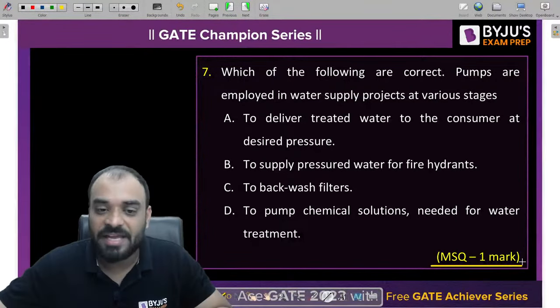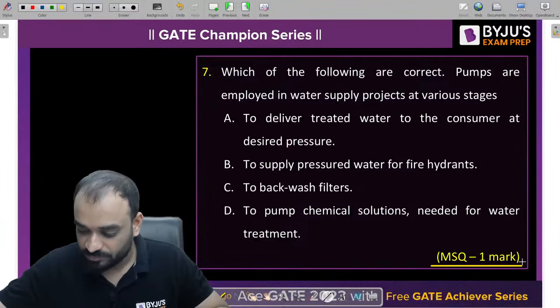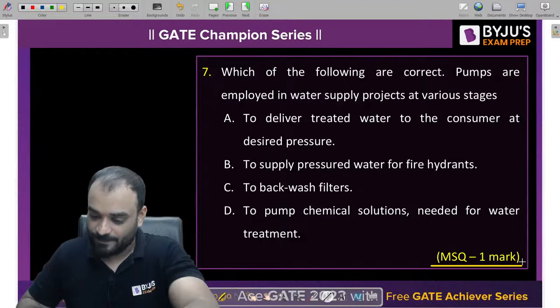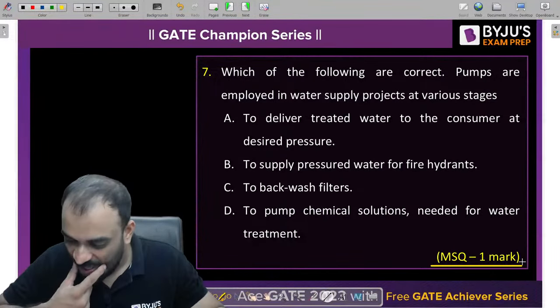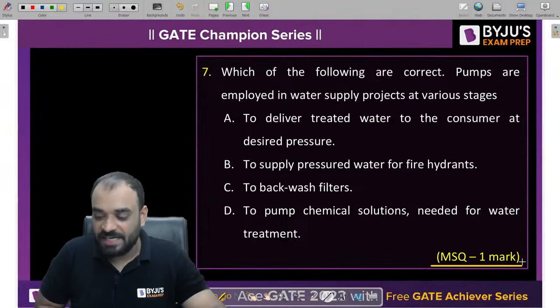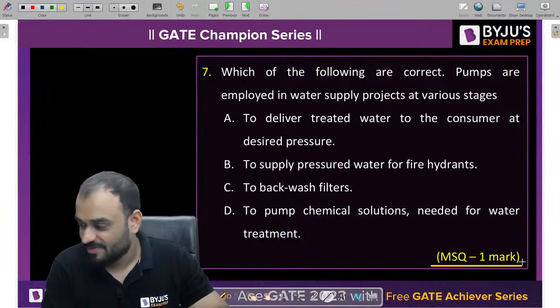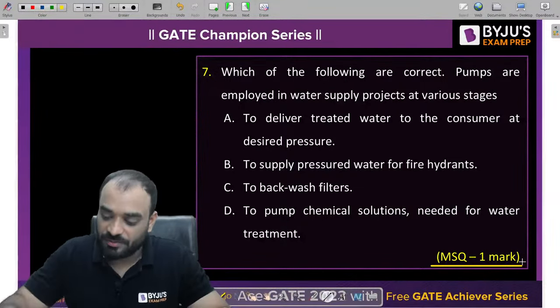It is A, B, C, D. MSQ question, 1 mark question. Tell me, guys, quickly. A, B, C, D. Which of the following answers is correct for the question?